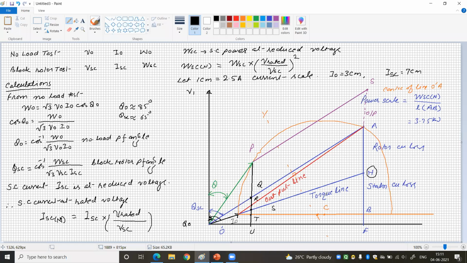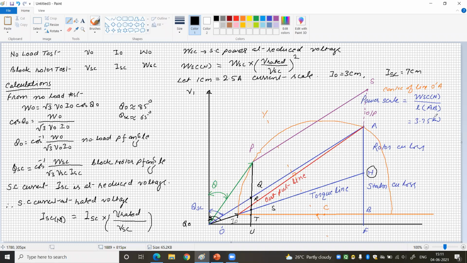Now determine the power scale. The power scale is the short circuit power at normal voltage, WSCN, divided by the length AB, or the length AF would also be okay. So this length AB or AF gives the power scale. It is converted into watts per centimeter.